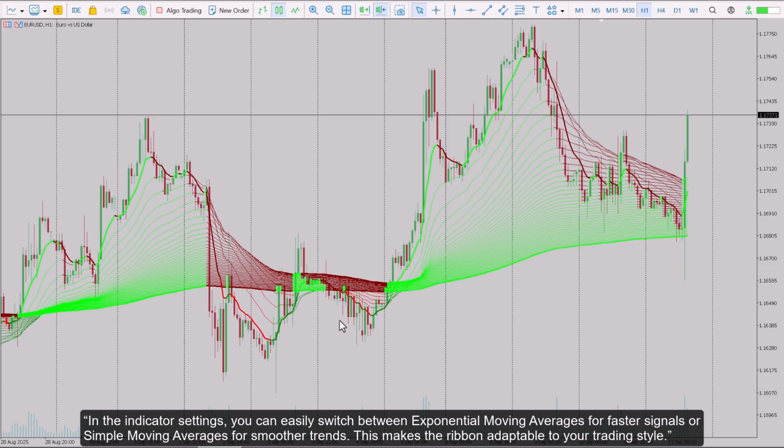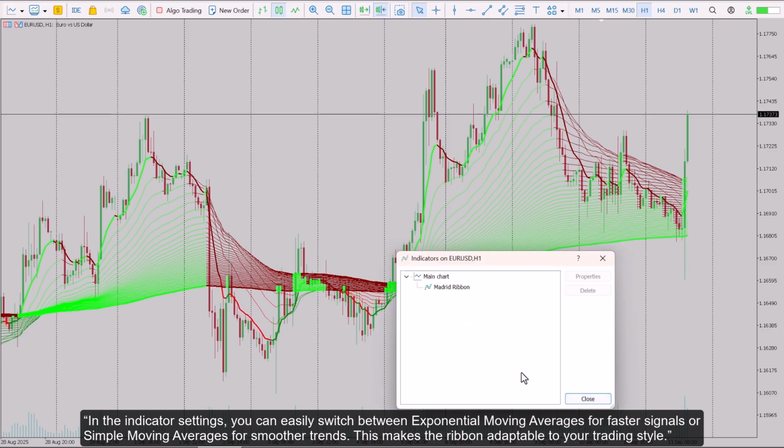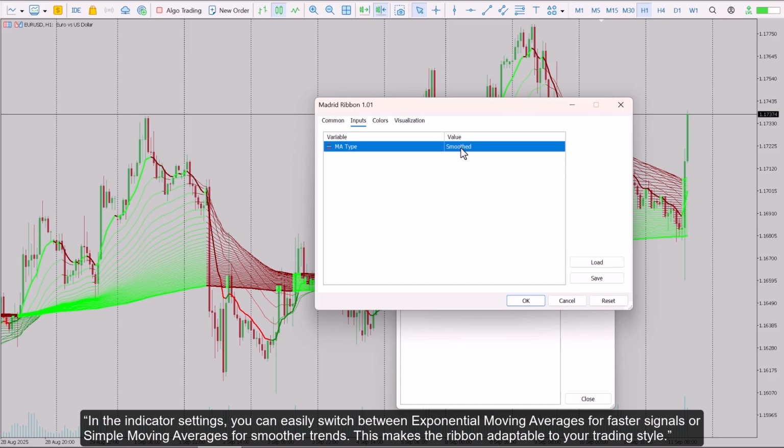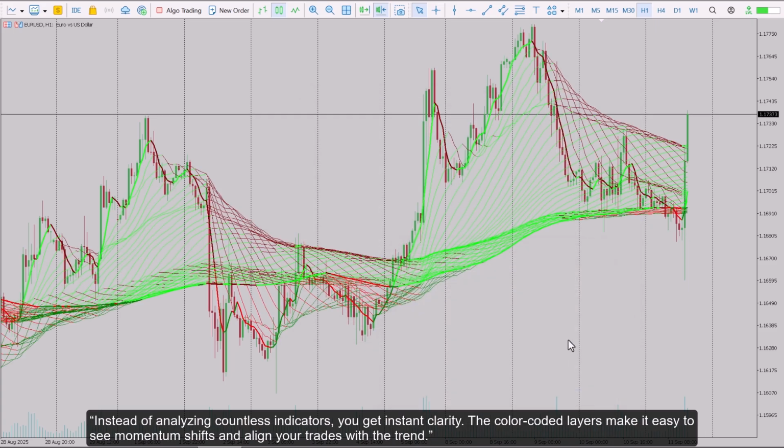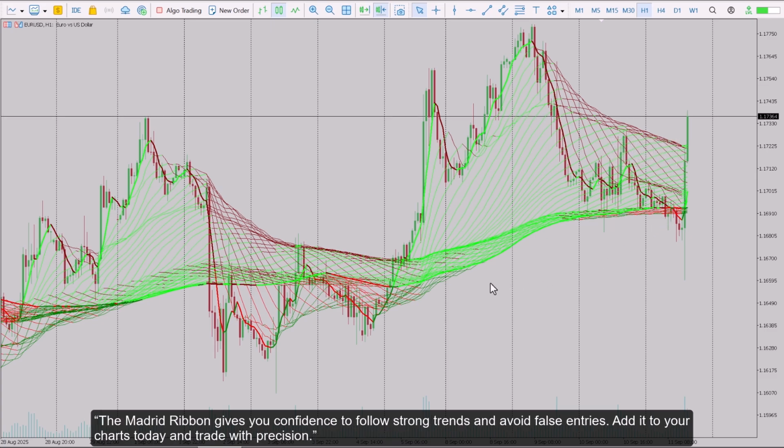In the indicator settings, you can easily switch between exponential moving averages for faster signals or simple moving averages for smoother trends. This makes the ribbon adaptable to your trading style. Instead of analyzing countless indicators, you get instant clarity. The color-coded layers make it easy to see momentum shifts and align your trades with the trend.